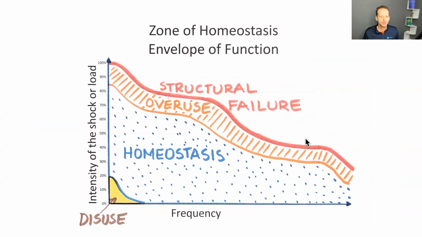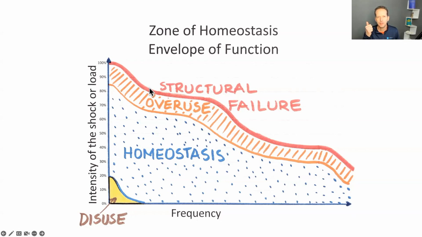So here's my homemade graph. On the graph, we see two lines. The vertical line represents the intensity of a shock or load, basically the intensity of a stressor. On the horizontal line, we have the frequency, how many times the stressor is applied. So intensity and frequency. The red line represents structural failure, meaning basically something breaking.